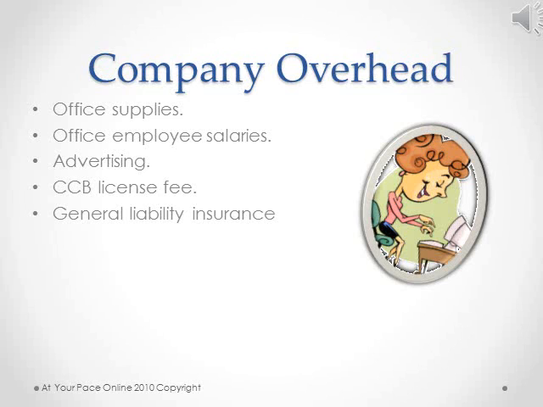Okay, so typically the amount of company overhead is the same as general and administrative expenses, found on the company's income statement, as you should remember from the last chapter. And here are some examples of company overhead: office supplies, office employee salaries, advertising, CCB license fees, general liability insurance.